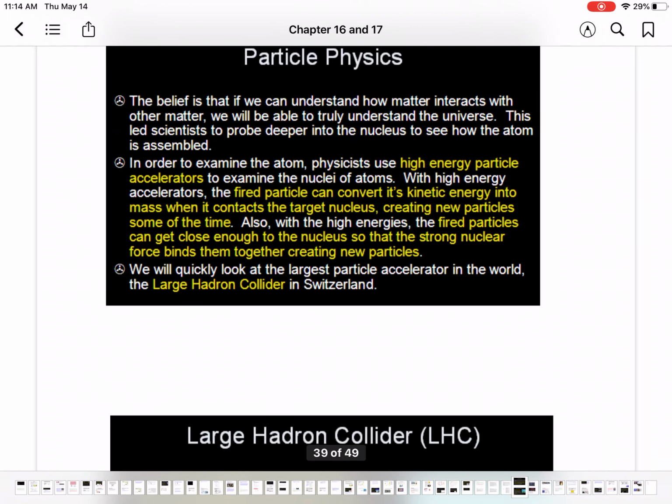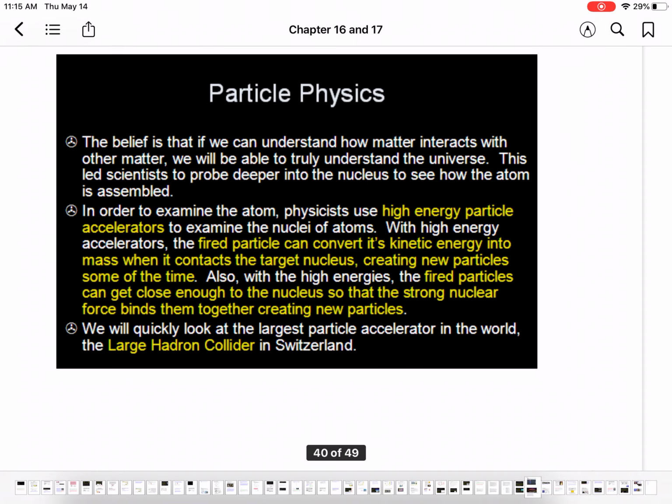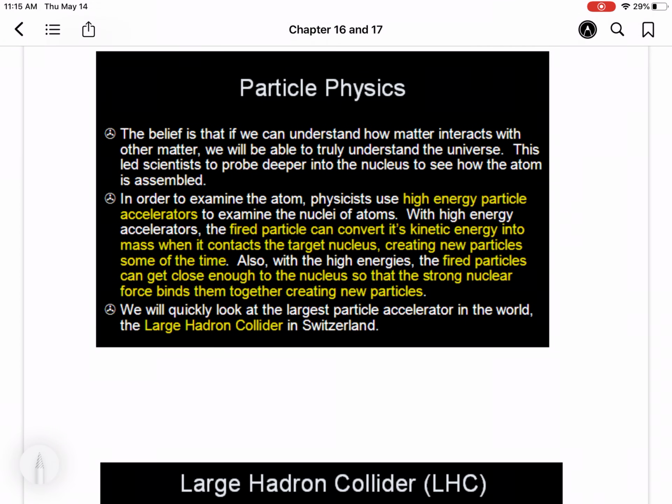Particle physics is when we look at the actual particles themselves, and we try to break them down and see what things are made of. The original particle physics was that everything's made up of neutrons, protons, and electrons. But then we started taking high energy particles, accelerating them, and smashing them together. Kinetic energy is converted into mass, and then they create new particles some of the time. They smash, they destroy, they change nuclear bonds. It's kind of a lot.